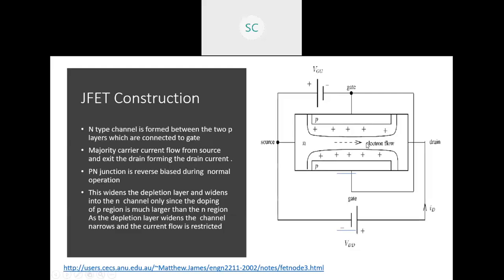So this is the overall construction of your field effect transistor, where you can see that gate to drain is forward biased and drain to source is also again forward biased. So both are in forward bias condition.